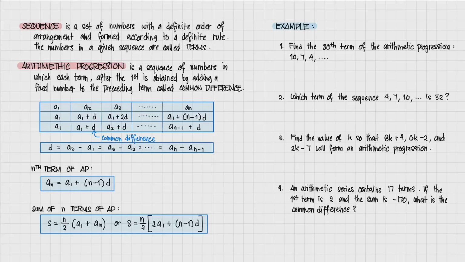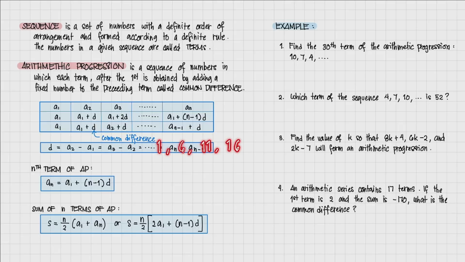Alright, so let's delve into arithmetic progression. Arithmetic progression is a sequence of numbers in which each term after the first is obtained by adding a fixed number to the preceding term called common difference. So examples of arithmetic progressions or APs are, let's see, 1, 6, 11, and 16 with a common difference.